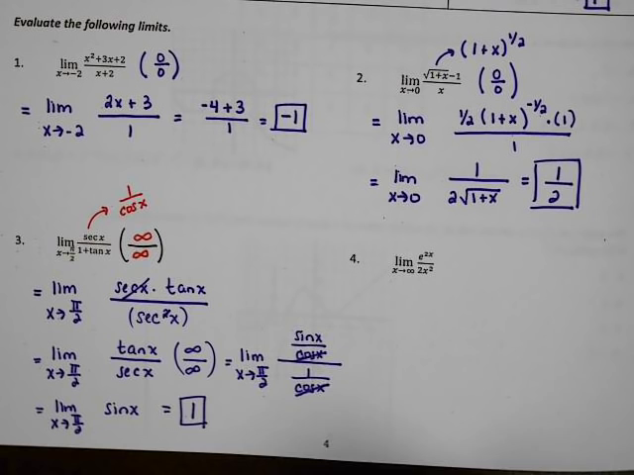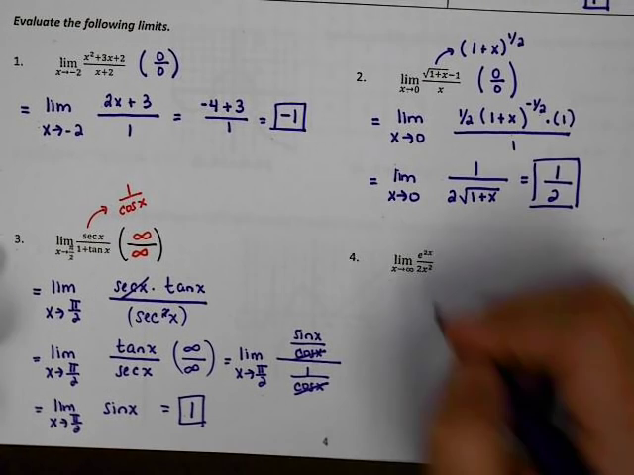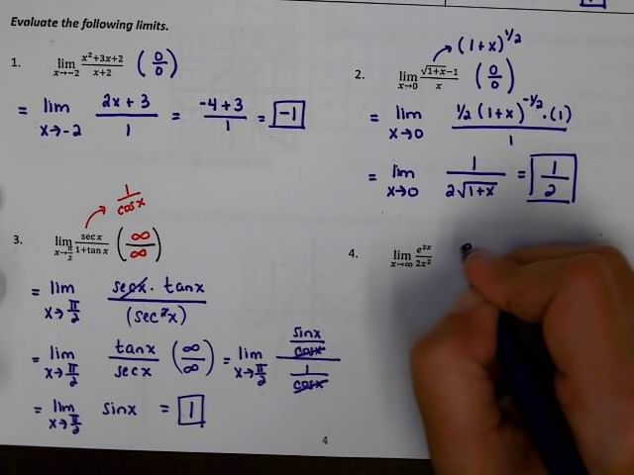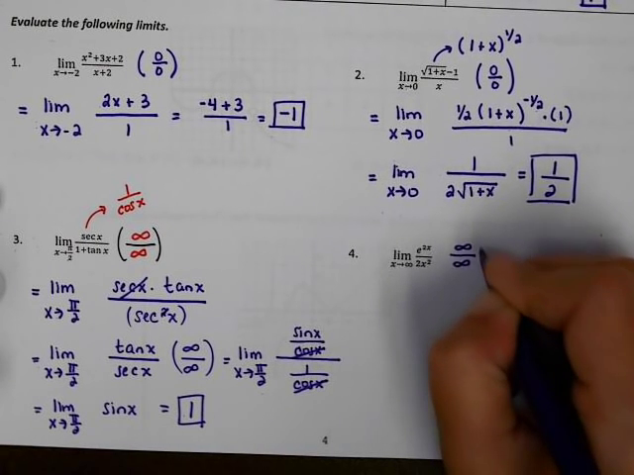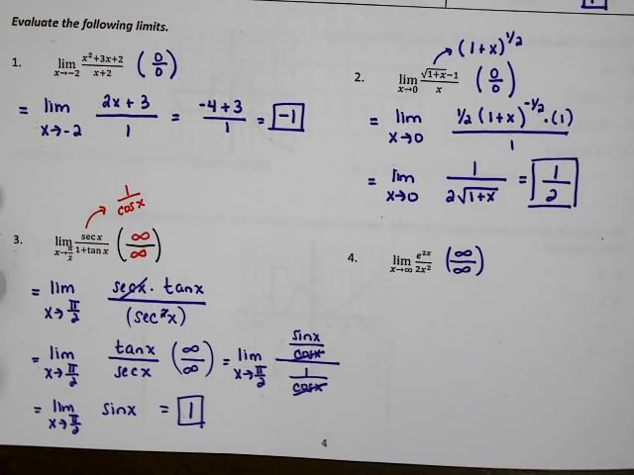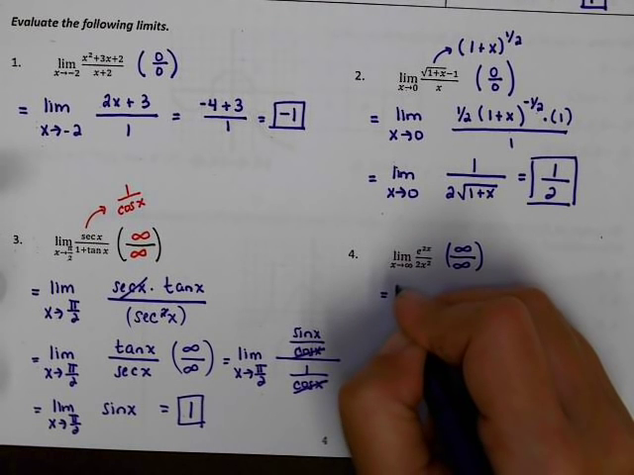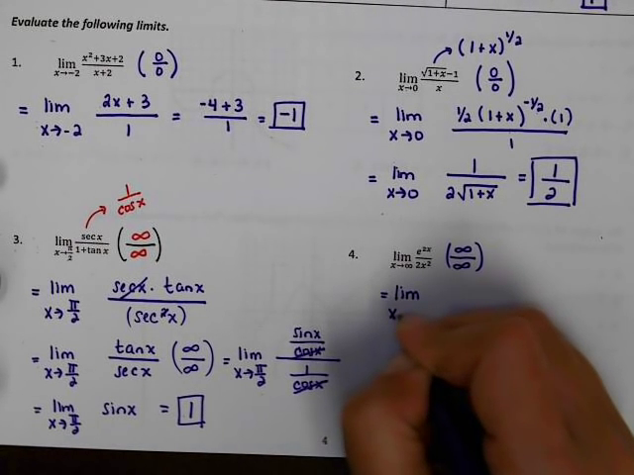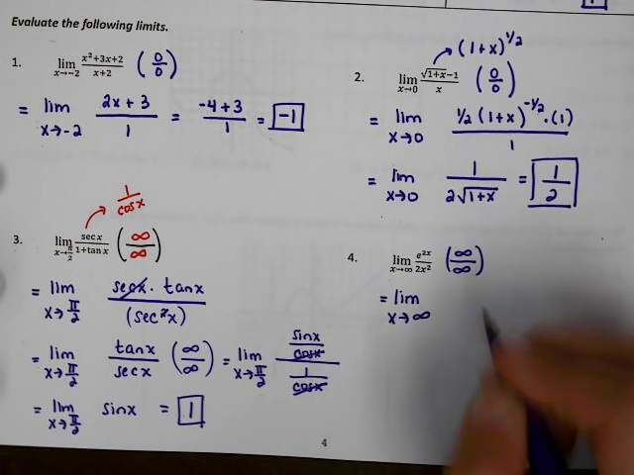So L'Hopital's rule took a limit I couldn't do, and it turned it into something easy to simplify so I could do that limit. If I look at number 4 and try plugging in infinity, I'm going to get infinity over infinity again, which is an indeterminate form. So L'Hopital's rule says, hey, that's okay. Just take the derivative on the top.